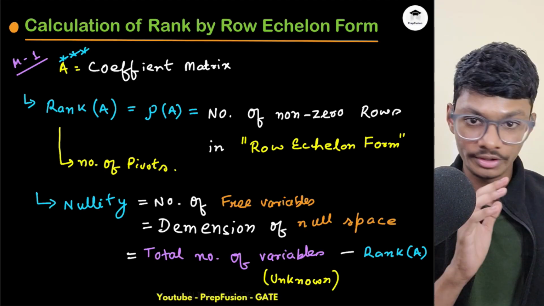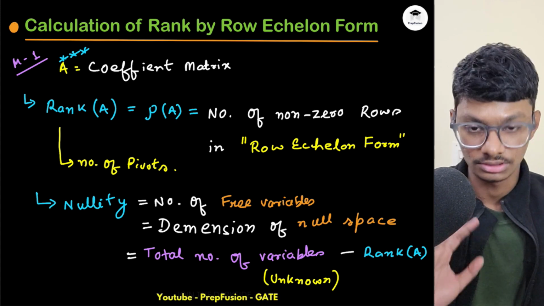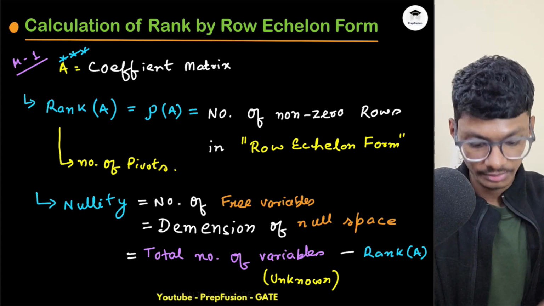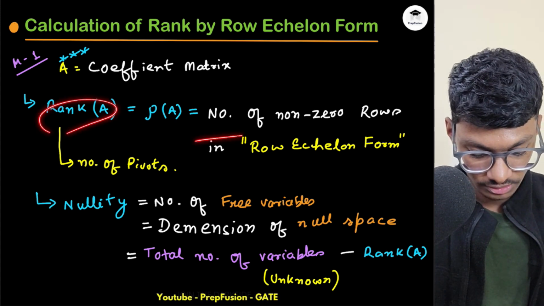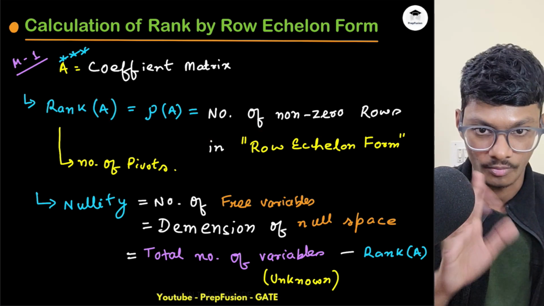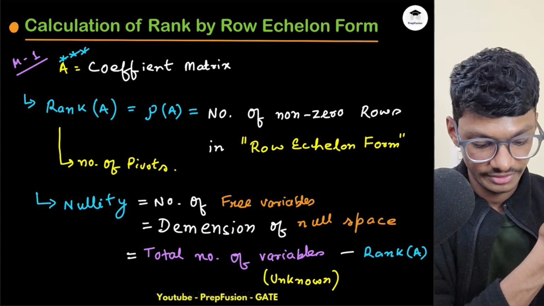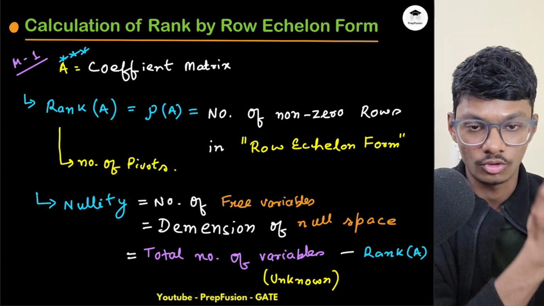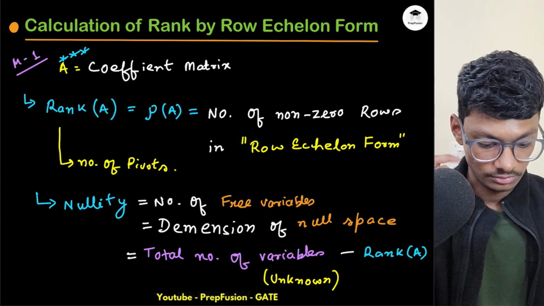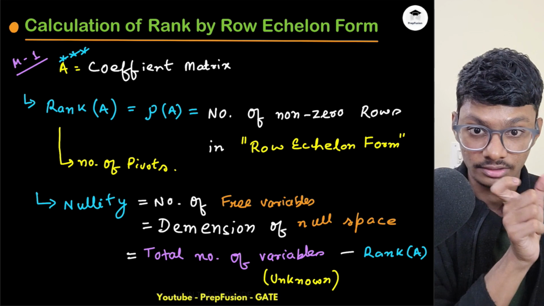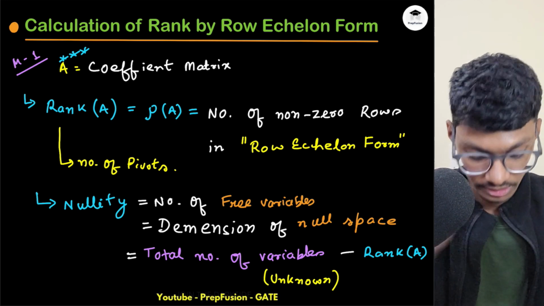Actually, before going to the question, let me quickly summarize whatever we learned in lecture 7, the previous lecture. Basically we learned about the rank. Rank is the number of non-zero rows in the row echelon form. Also we learned new definitions of rank. The number of independent rows and columns is also known as the rank, or the maximum order of the minor which is non-zero. That is the minor method that we already learned.